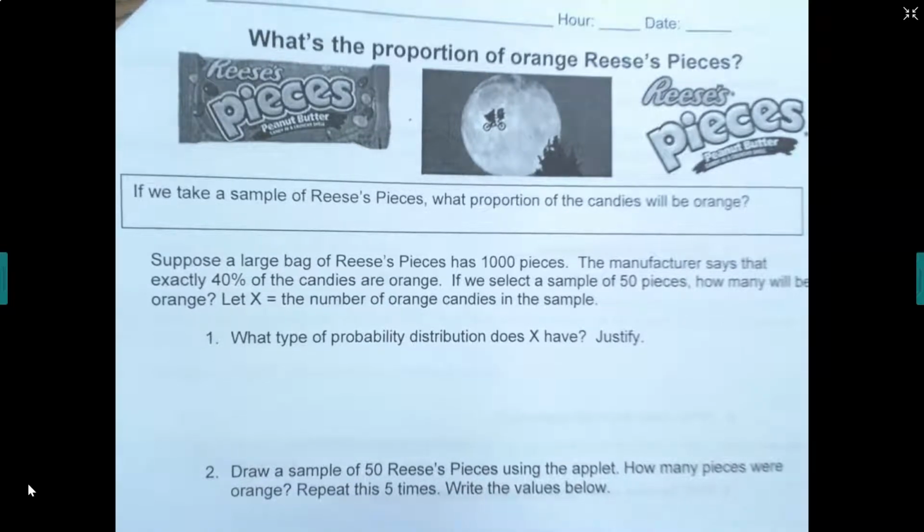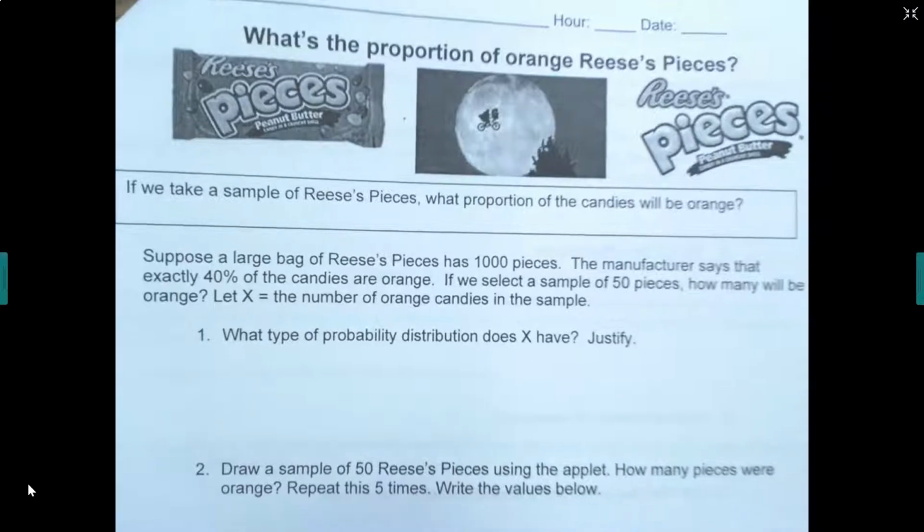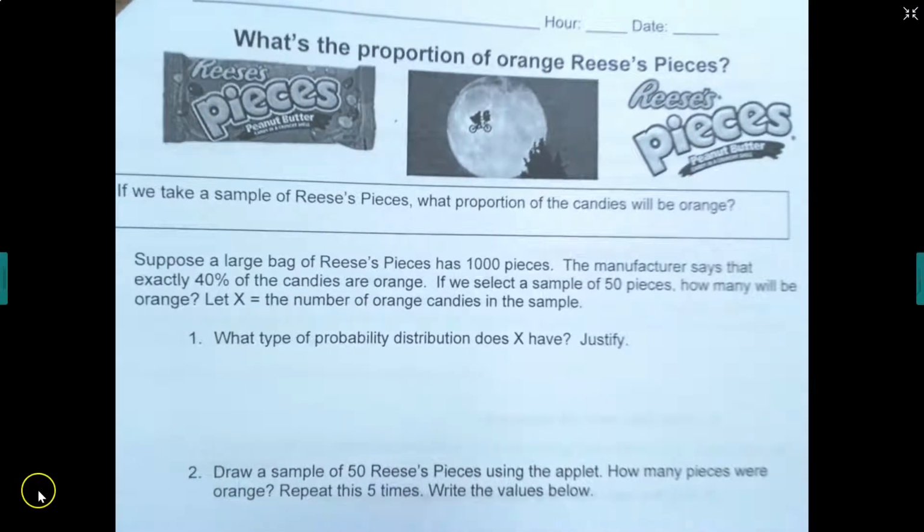So today's scenario is, what is the proportion of orange Reese's Pieces? If we take a sample of Reese's Pieces, what proportion of the candies will be orange? Suppose there's a very large bag of Reese's Pieces and it has 1,000 pieces in it. The manufacturer says exactly 40% of the candies are orange. If we select a sample of 50 pieces, how many will be orange? And we're going to assign the random variable x to be the number of orange candies in the sample.